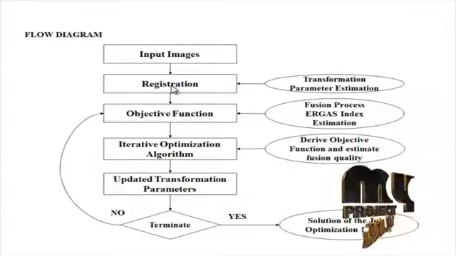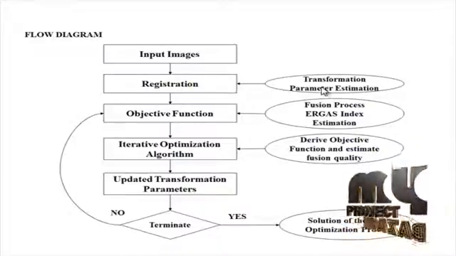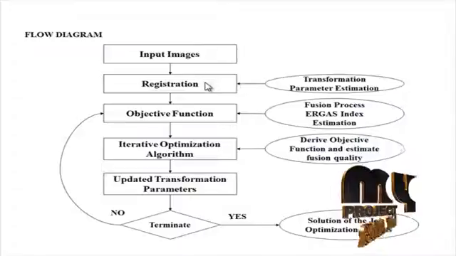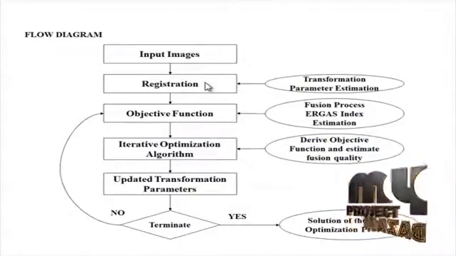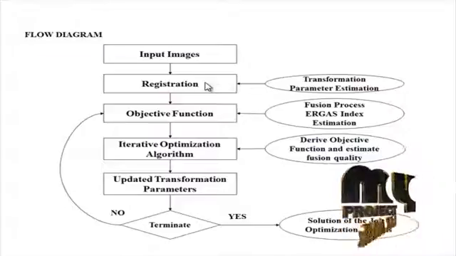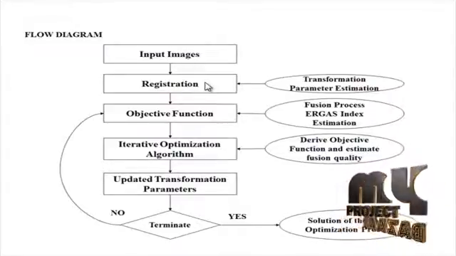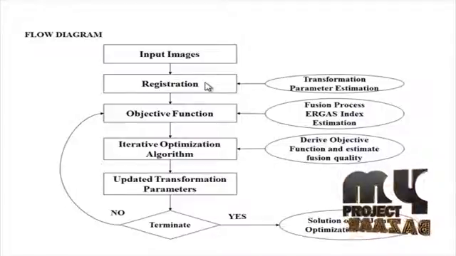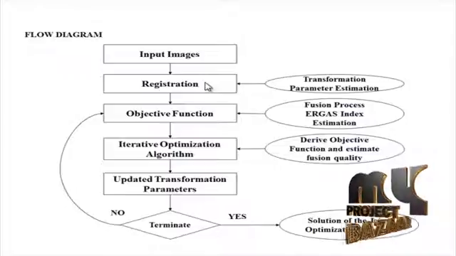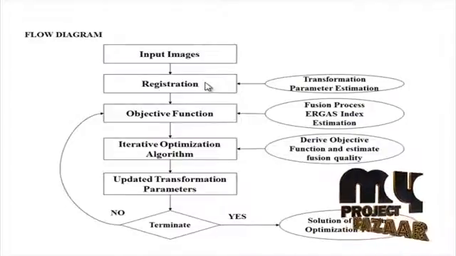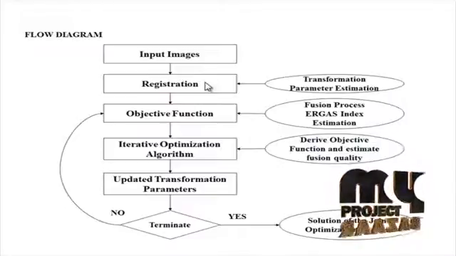Next, in the registration process, transformation parameter estimation is used for performing registration. Here the pan image is taken as the reference image and the MS image as the sensed image. Based on the least square solution of the affine transformation parameters, the transformation from the MS image to the pan image is performed. Next, when the matched features are detected from the pan and MS images, the transformation parameters are estimated.